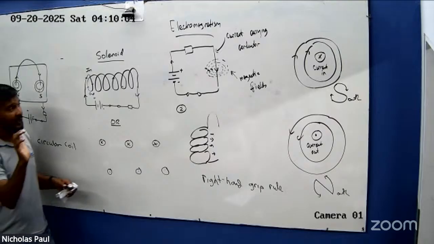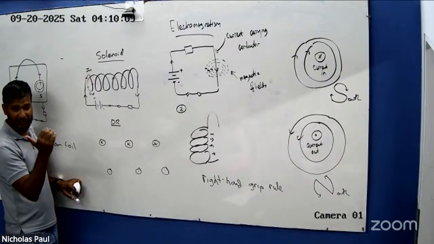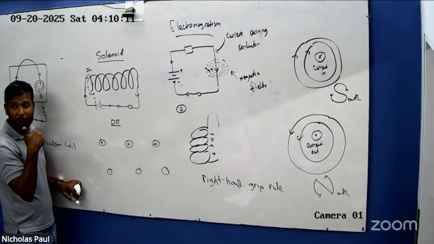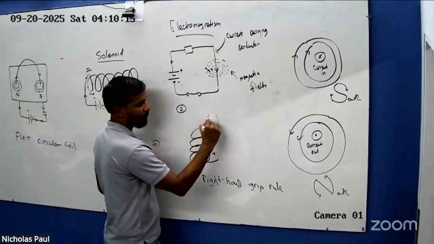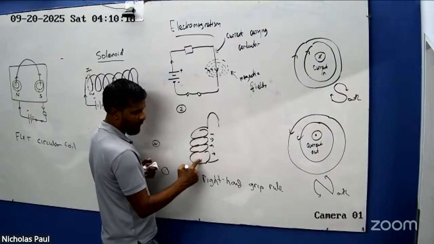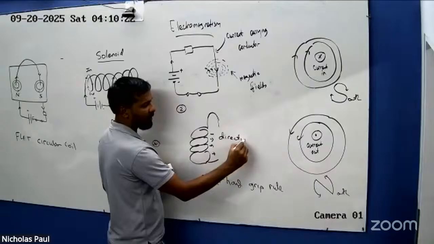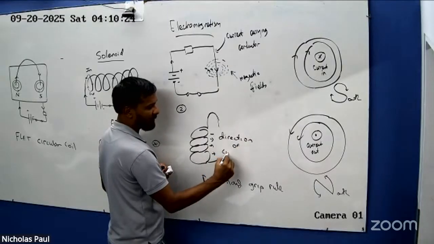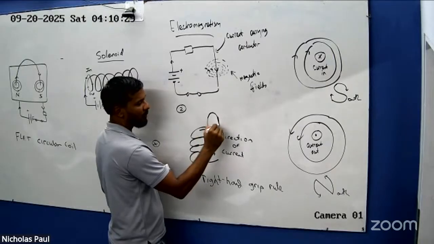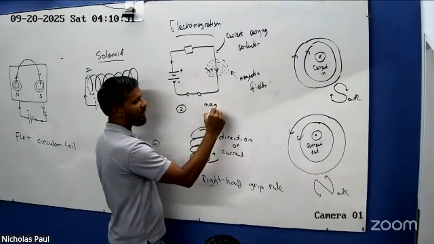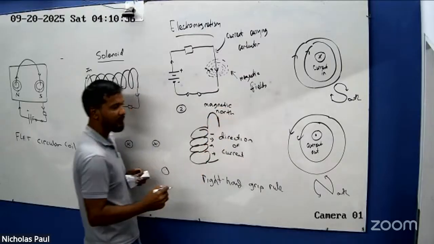Here's what you're doing now. Your fingers point in the direction of current, and your thumb points towards magnetic north. So listen again. Your four fingers point in the direction of the current, and your thumb points in the direction of the magnetic north.